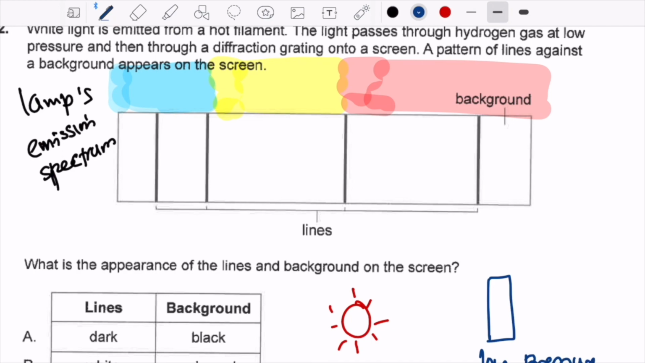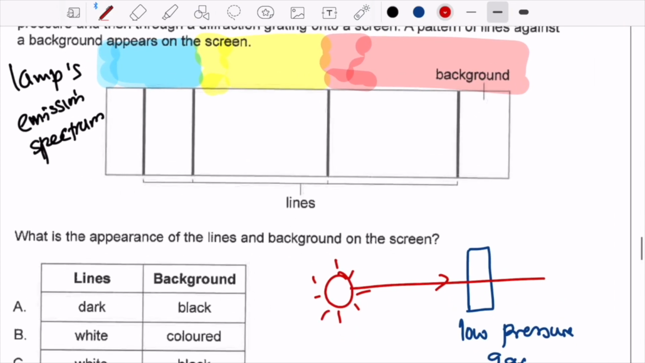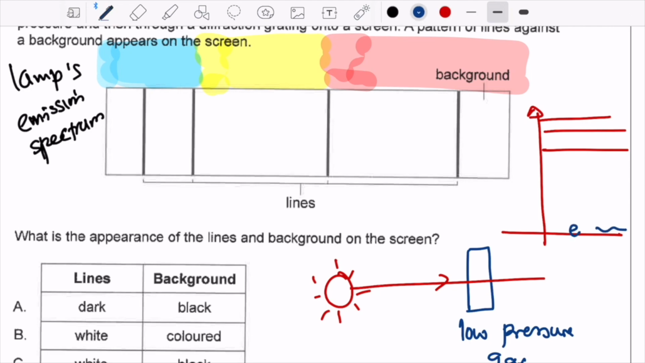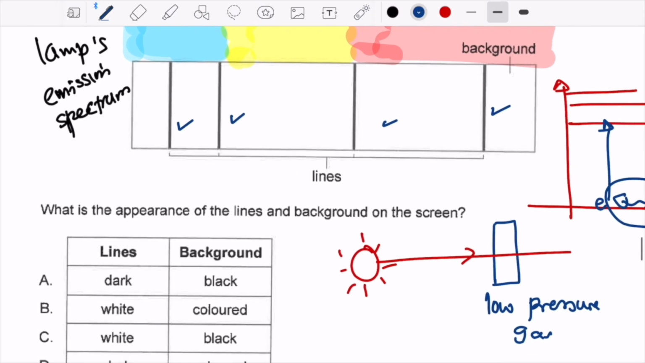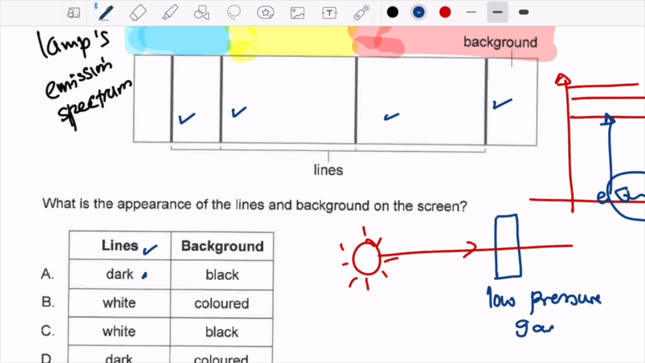What happens? Some of these photons will be absorbed by this gas. So in the energy level diagram of that element, an electron can absorb a photon and go higher. So this photon will be missing from the emission spectrum. So what you get at the end is a bright colorful background with dark lines. So lines have to be dark and background has to be colored. So answer is D.